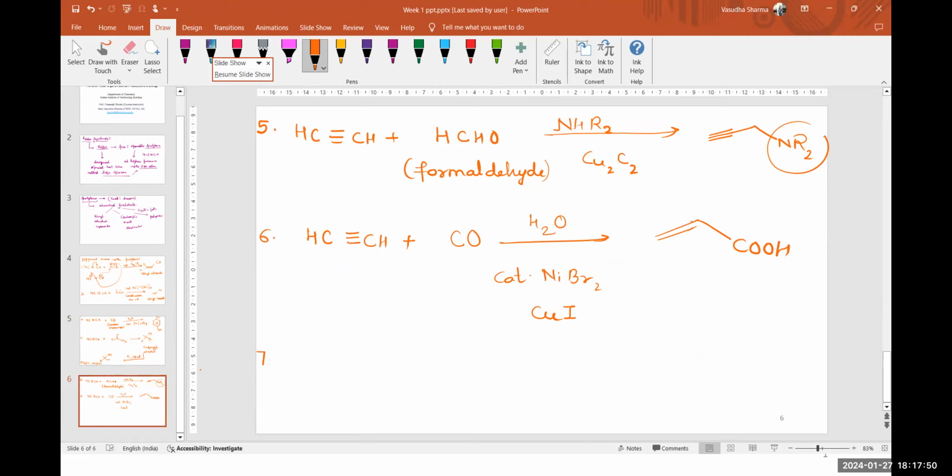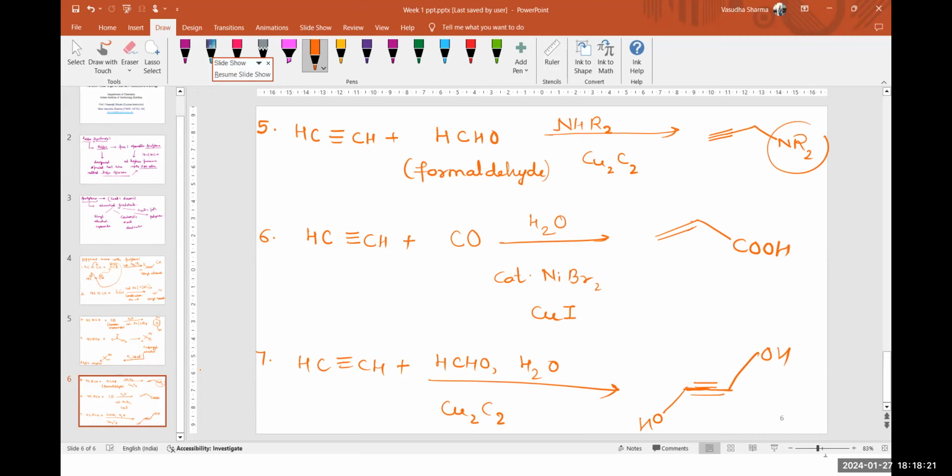Then we have again the reaction of acetylene with formaldehyde, and now water, in the presence of copper carbide. Earlier, in place of water, it was reacting with an amine source. So here it will form OH over here and OH over here, substitution of these protons with the OH group.